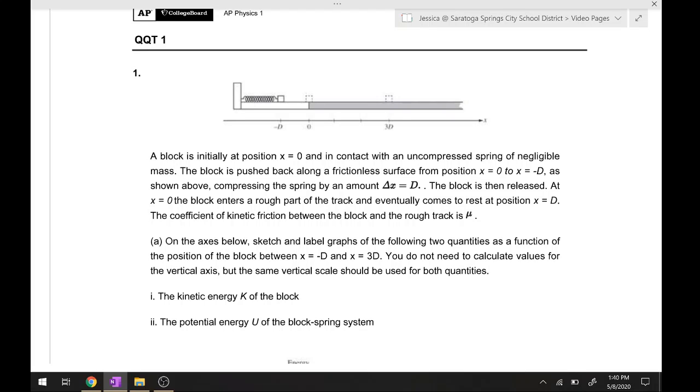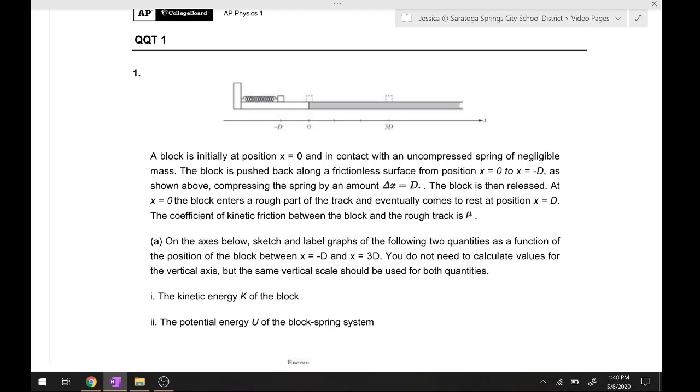So we have a block initially at position x equals 0 in contact with an uncompressed spring of negligible mass. The block is pushed back along a frictionless surface from 0 to x equals negative d, as shown above, compressing the spring by an amount delta x equals d. Okay, so our change in spring length is d.